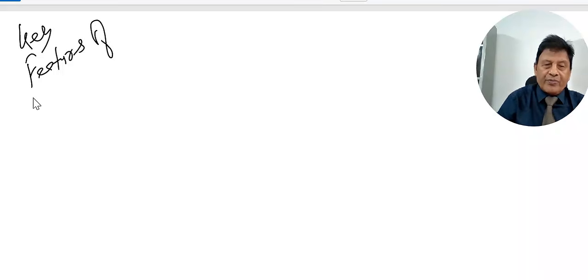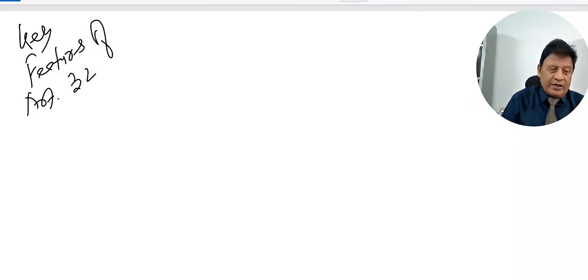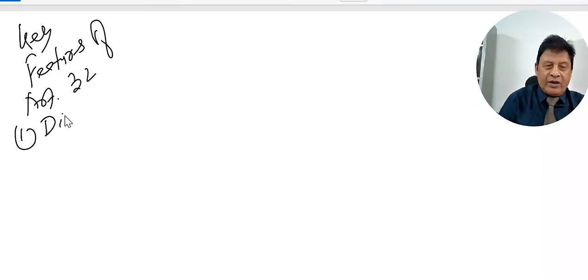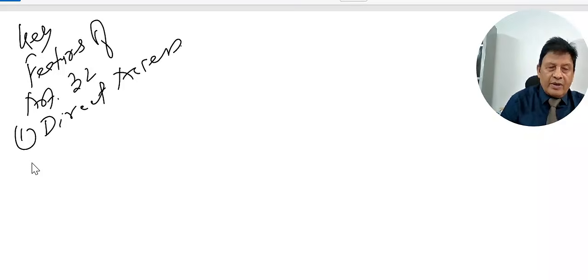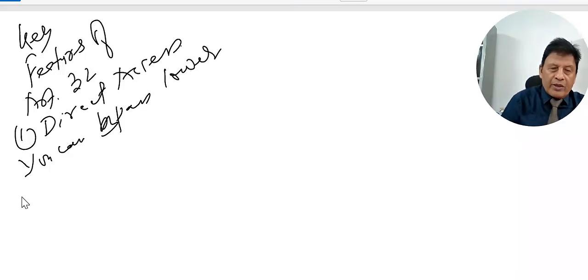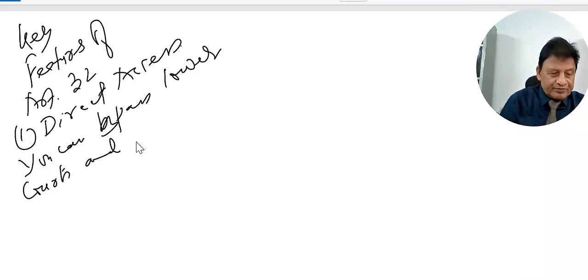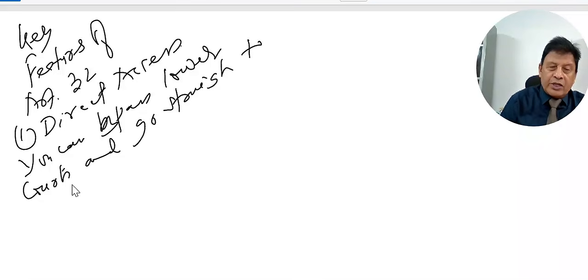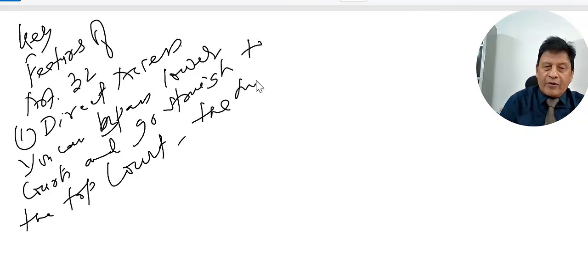Key features of Article 32. तो पहली बात तो यह है कि this allows direct access to the Supreme Court. यानी कहने का अर्थ हुआ कि you can bypass lower courts and go straight to the top court, that is the Supreme Court.